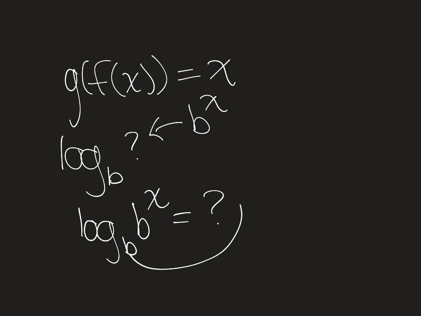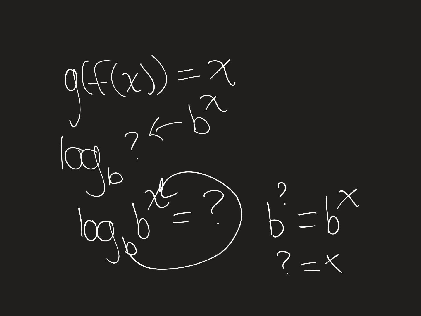So if I do that swoosh thing that I always do, b to the question mark equals b to the x. Well, we just proved that this equals x, which proves that these are inverses because they undid each other and yielded an answer of x. So we're going to use this property to solve. The key to make this happen is that the two bases, the exponential and the log, have to be the same.